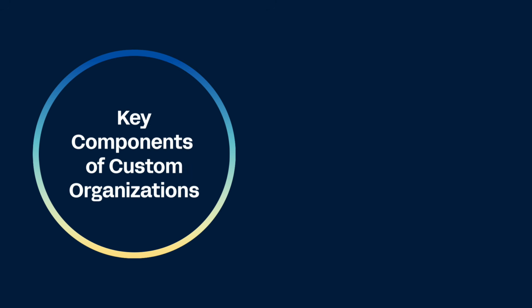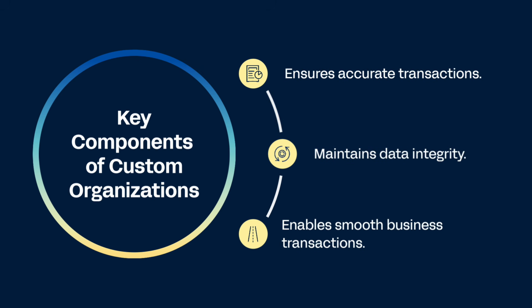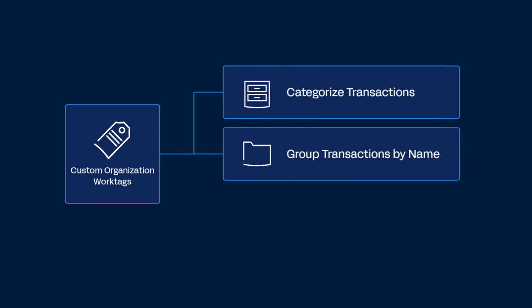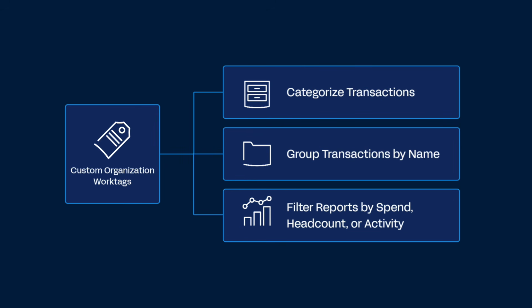By understanding the key components of the Veterans Custom Organization, I can ensure that every transaction is accurate, maintains data integrity, and enables smooth business transactions. In some cases, you'll use a custom organization as a work tag to categorize transactions. Transactions that belong to a group, such as a special project, can automatically carry that group's name as a work tag. You can then filter reports by spend, headcount, or activity for that group.